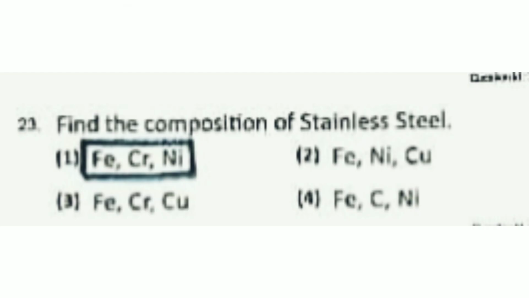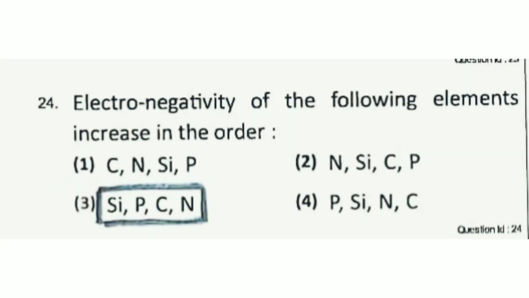Find the composition of stainless steel. So option 1 is correct, iron, chromium, nickel, FeCrNi. Next, arrange the electronegativity of the following elements in increasing order. So option 3 is correct.